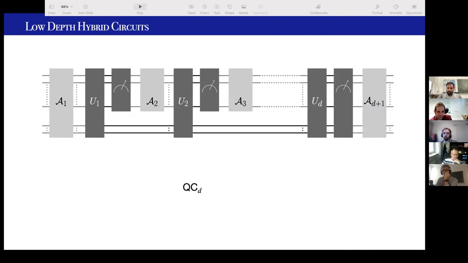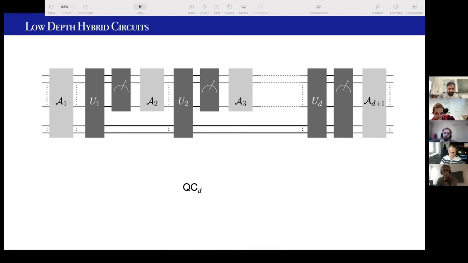And then another class is QCD, where we have a D-depth quantum circuit, so U1 to UD, but it can call BPP machines as oracles. So after each layer, it will call a classical algorithm and process the outcome of this quantum part. And then depending on what it does, it can apply the second layer. So the second layer will depend on advice from this classical BPP machine.